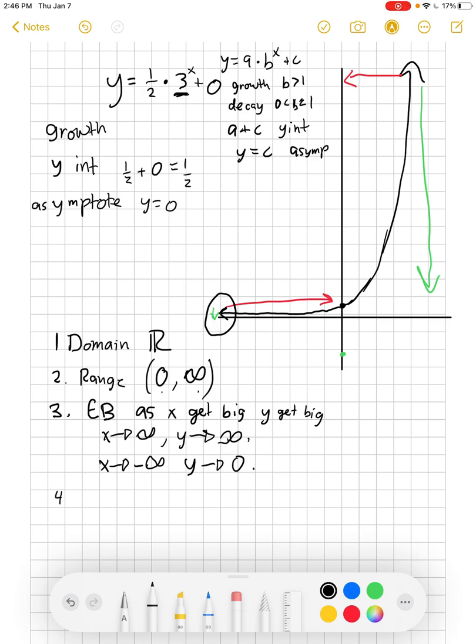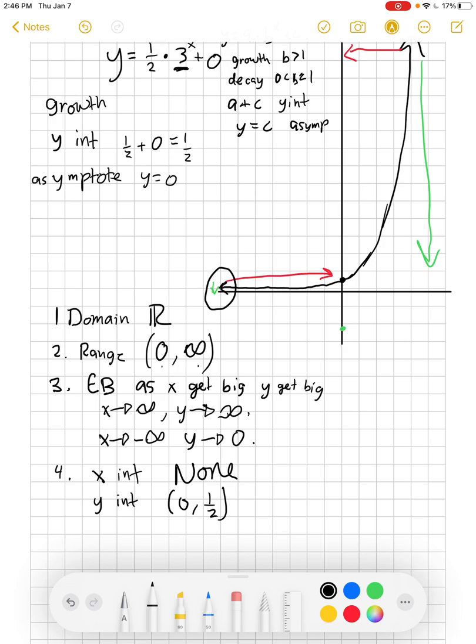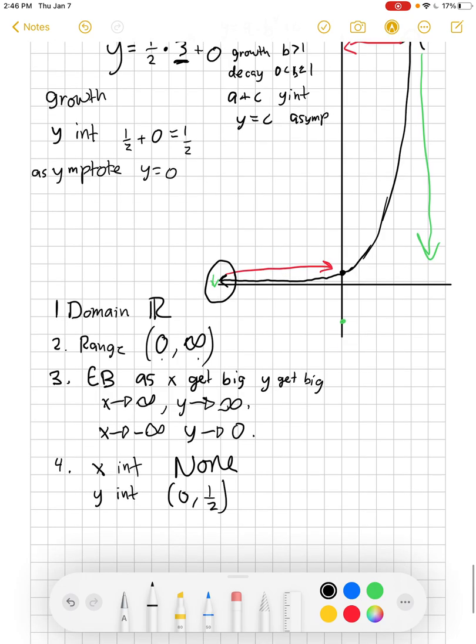All right, now let's talk about the x-intercept. In this case, does it cross the x-axis? It doesn't. It gets stuck at the asymptote, so we can just say none. Now let's think about the y-intercept. It crosses at 0, 1/2. Note here, it would not be correct to just say 1/2. That would not be a correct answer. Make sure you write it in the form of a point.